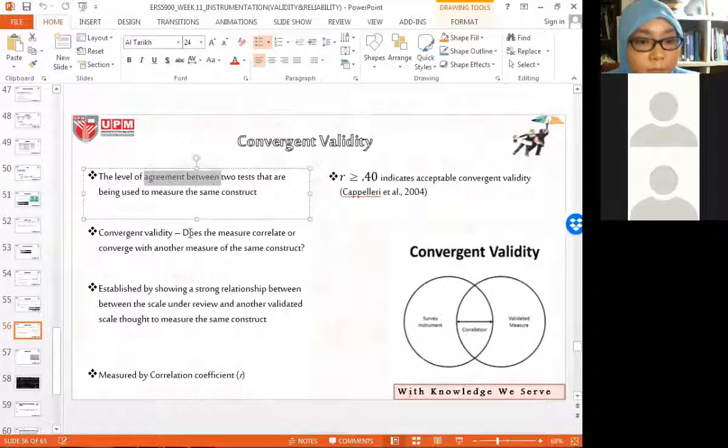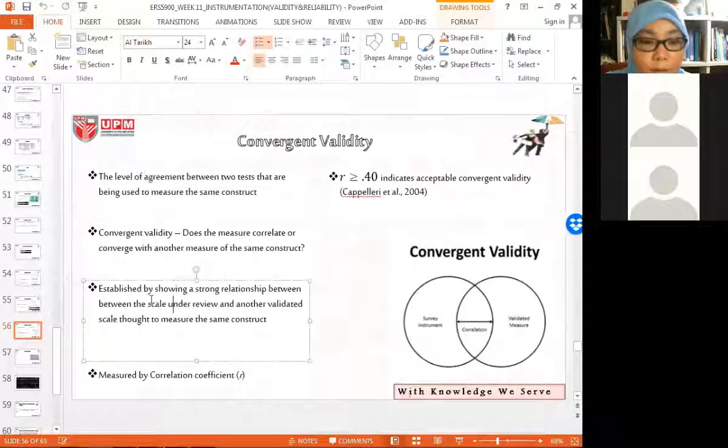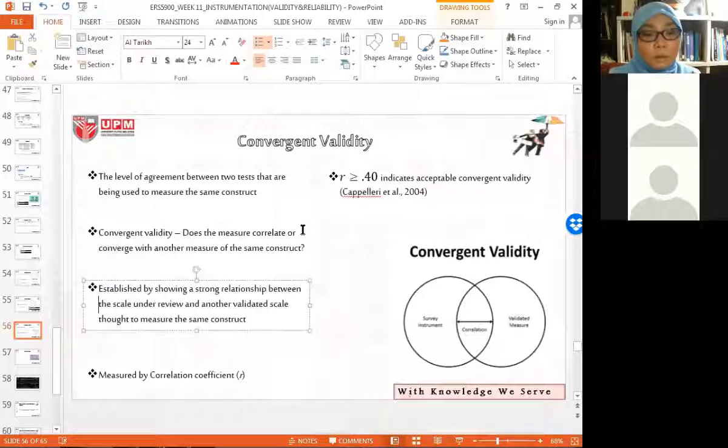Convergent validity asks the question: does the measure correlate or converge with another measure of the same construct? If it says the same, which part is the same? How much is the same? Converge. It is established by showing a strong relationship between the scale under review and another validated scale thought to measure the same construct.